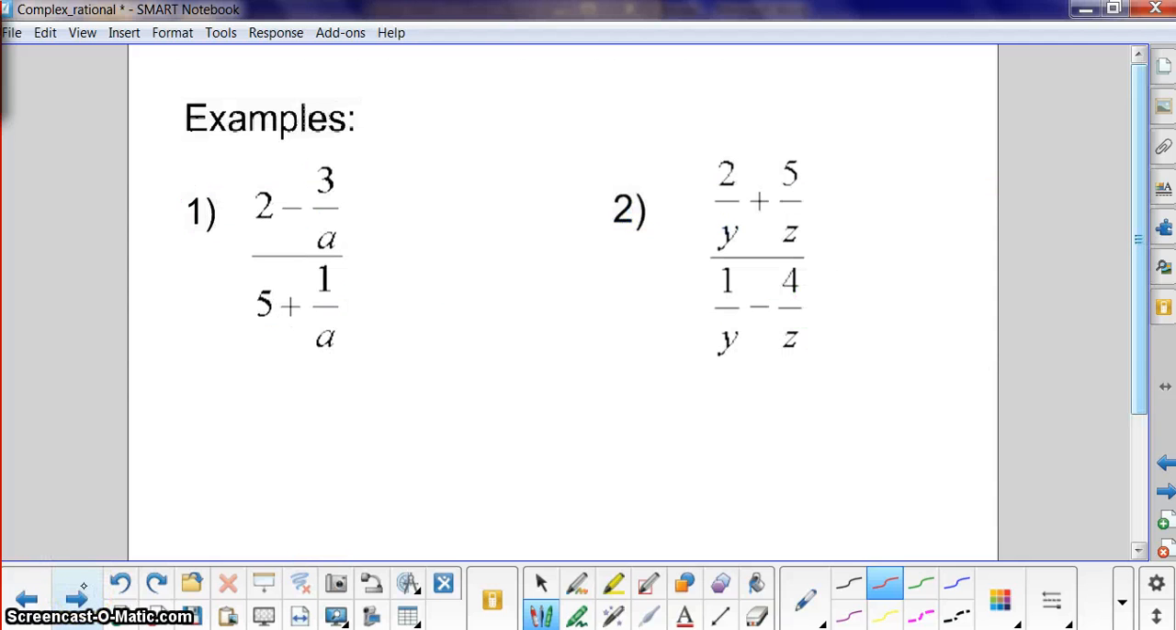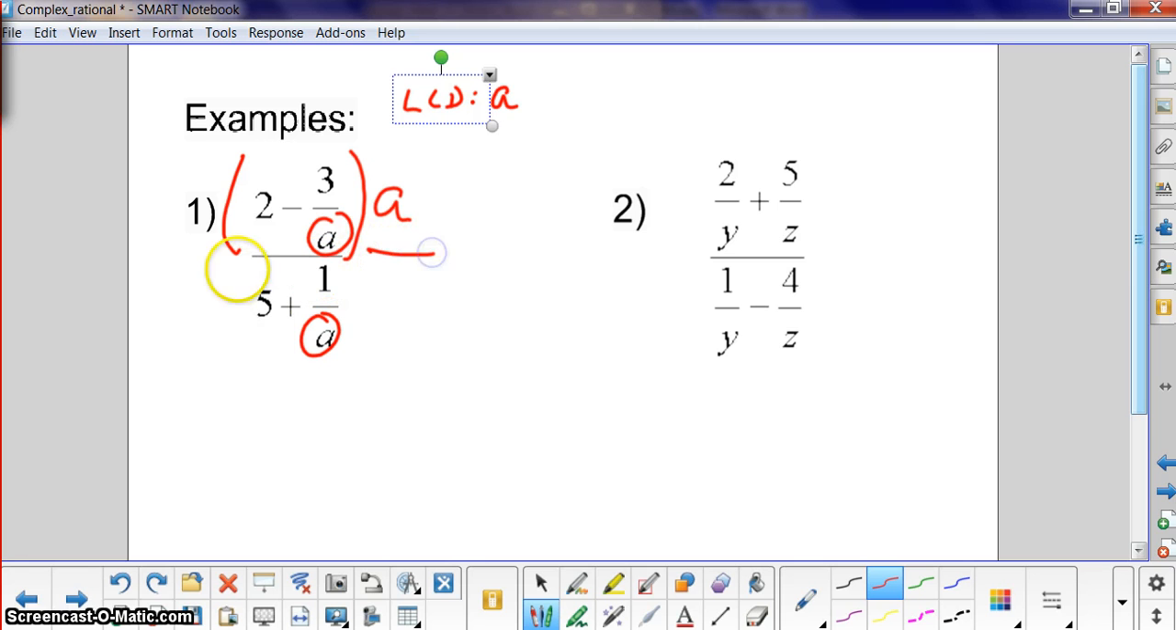So here's an example. 2 minus 3 over a divided by 5 plus 1 over a. Here the denominator is a. Here the denominator is a. The LCD is a. So what you're going to do is you're going to multiply this by a, and then you're going to multiply this by a and see what you get. Put me on pause, distribute that a, and see what your final simplified form looks like.